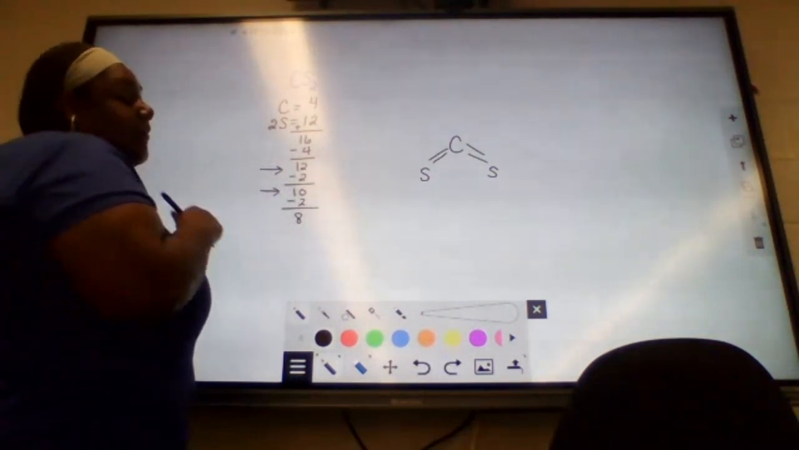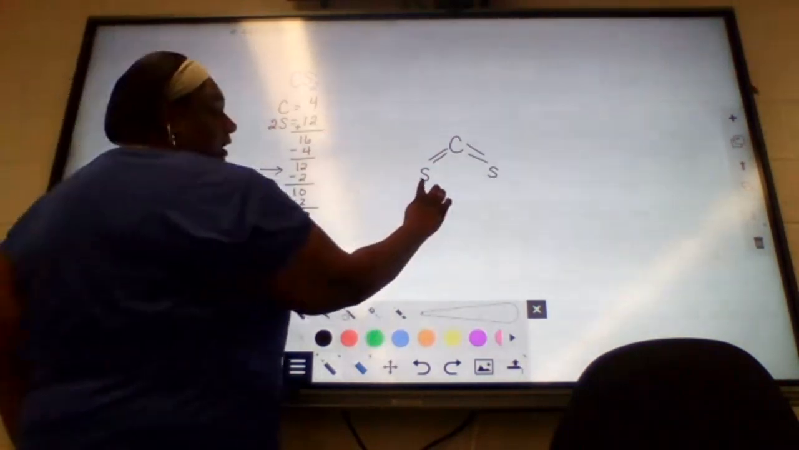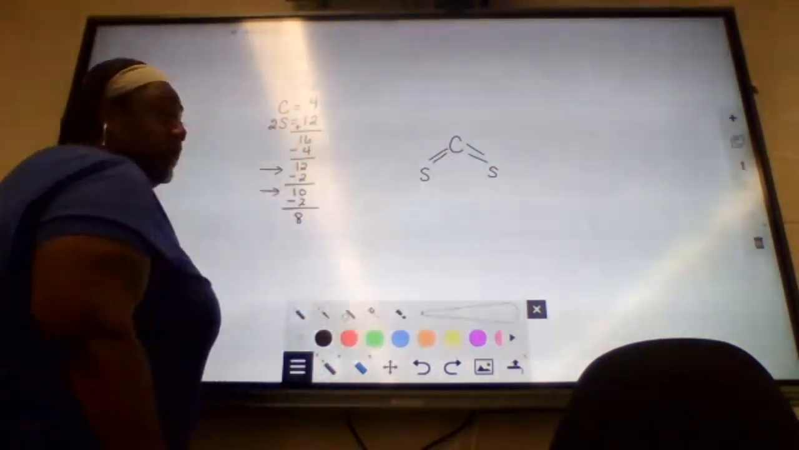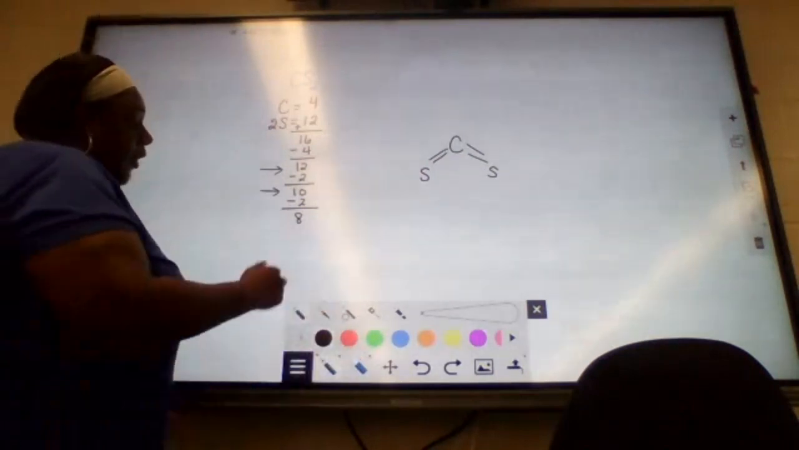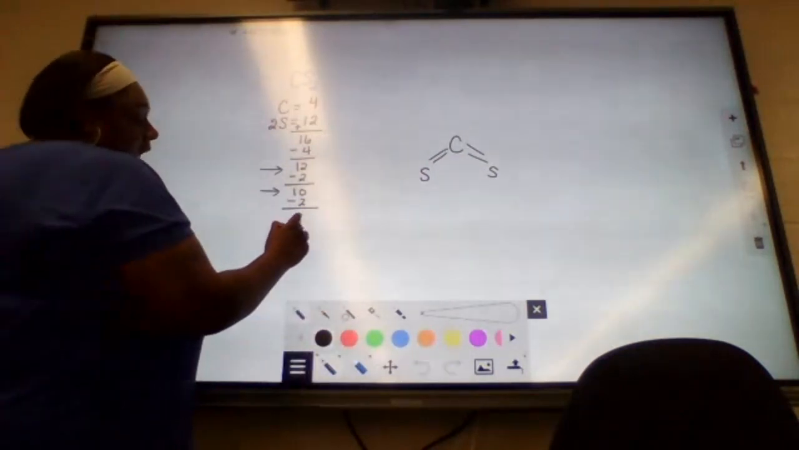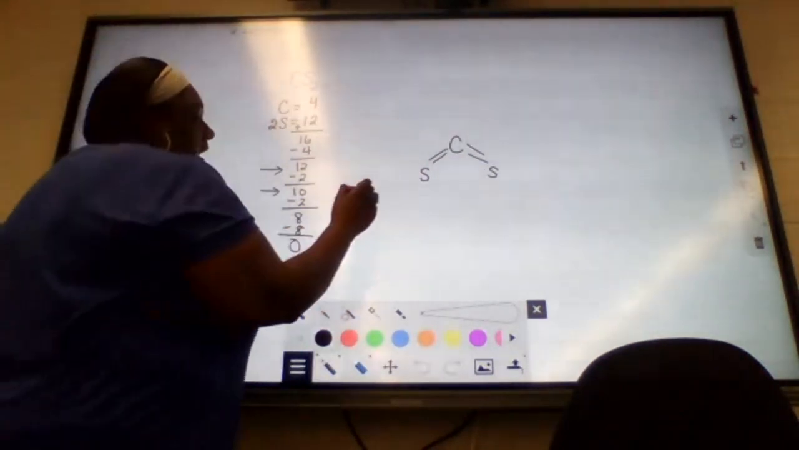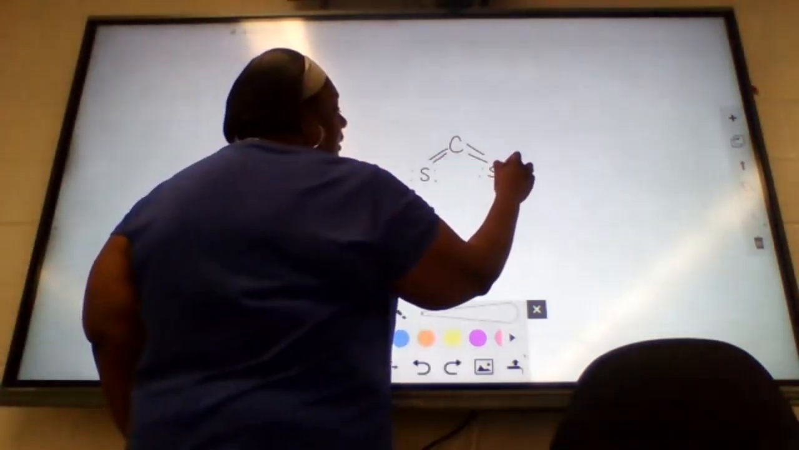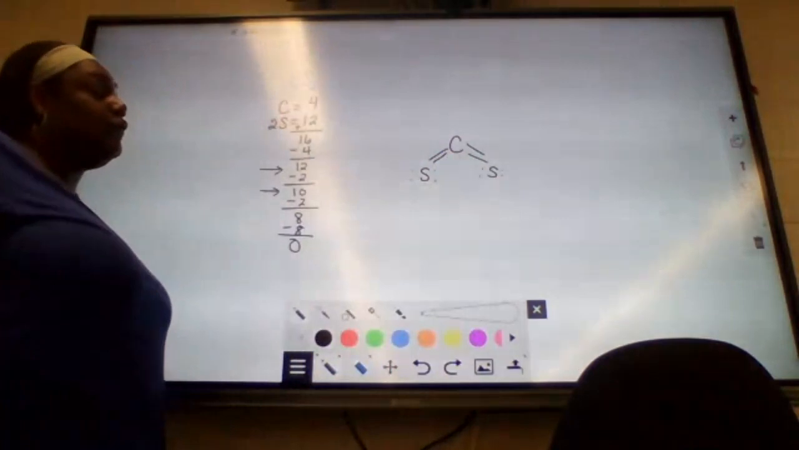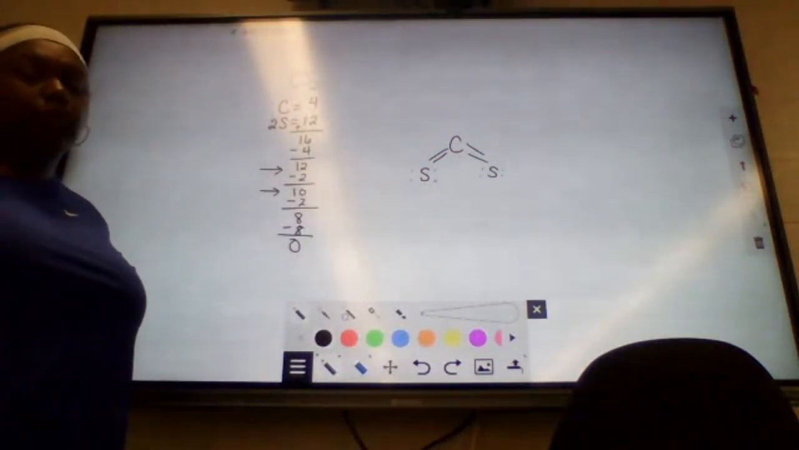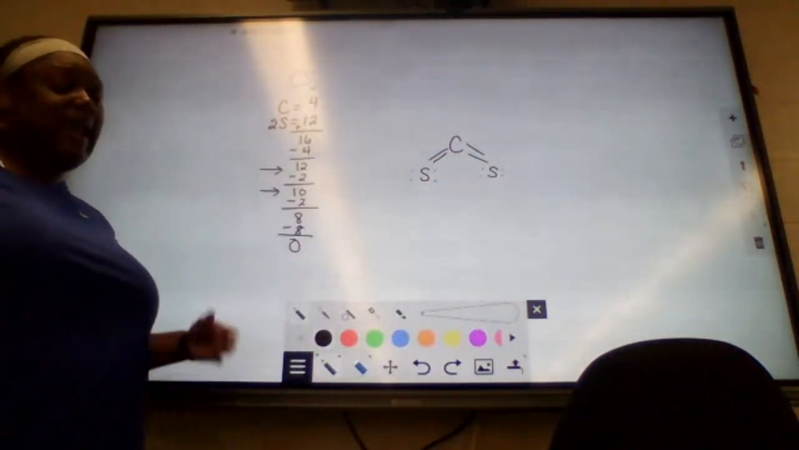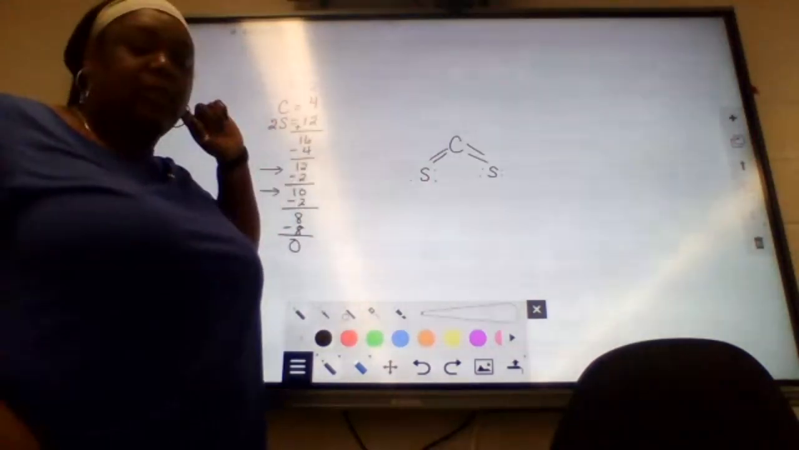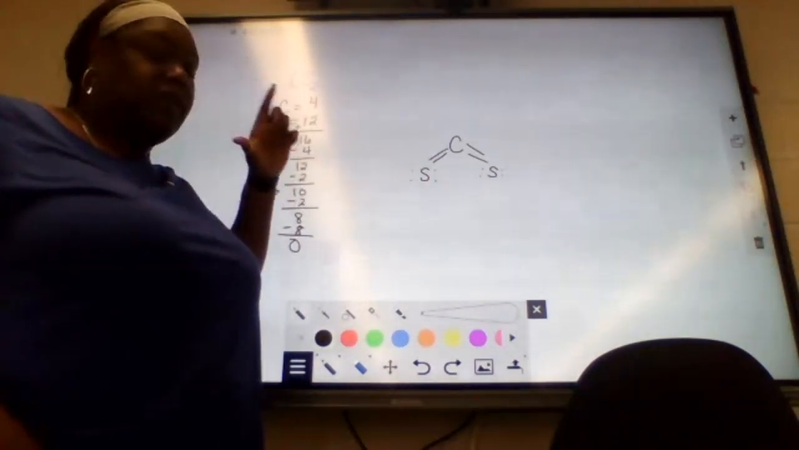So when I count again, how many electrons do I need? I need 4 here. I need 4 there. How many do I need there? None. 4 plus 4 gives me a grand total of 8. And so I would place my 8 dots to have a correctly drawn Lewis structure. Now again, please remember, in your Lewis structure, your lines represent your bonding electrons.